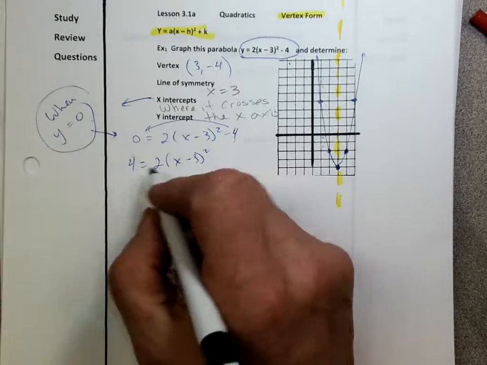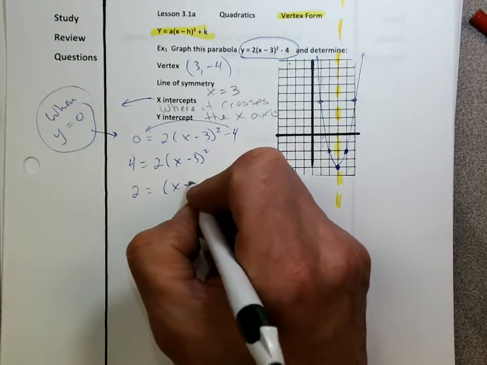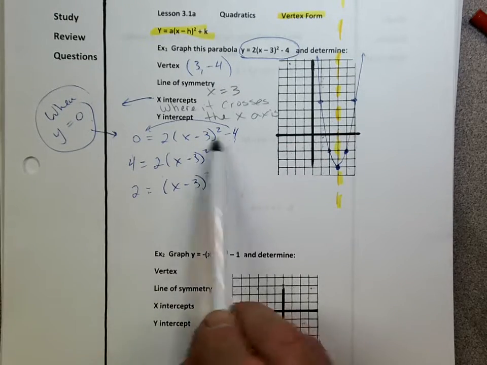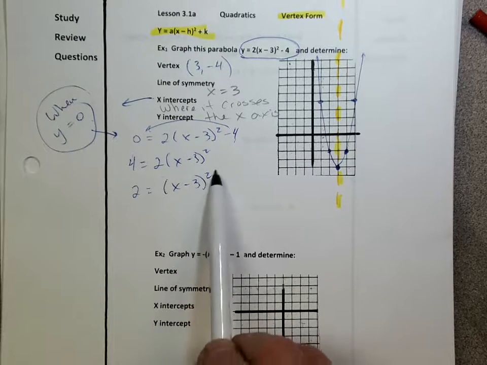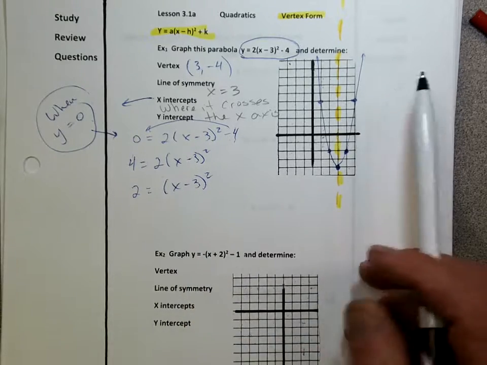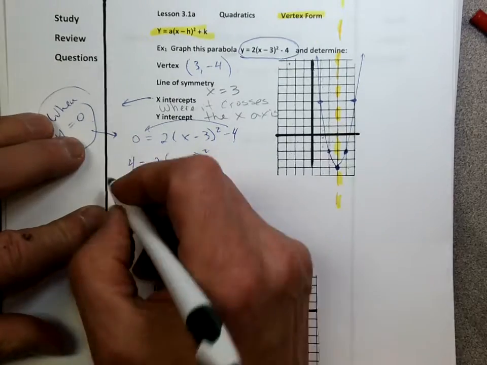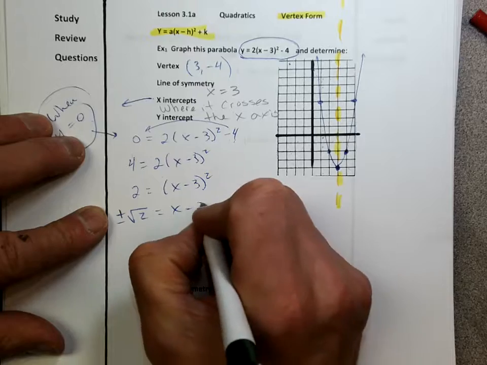Divide by 2, I'd have 2 equals x minus 3 squared. All right, so I'm just solving for x. I added the 4 first. Then I divide it by 2. Now I need to undo the square. To undo the square, think about an x squared, though: we have to have two answers. So we're going to have a plus or minus. We're going to take the square root of 2, but we're going to have a plus or minus square root of 2. Okay?